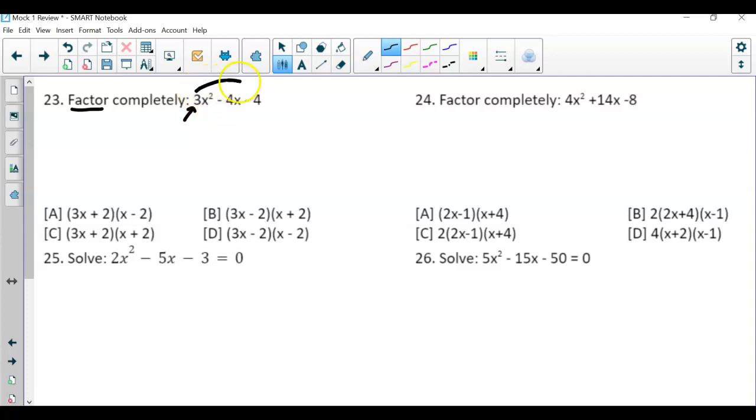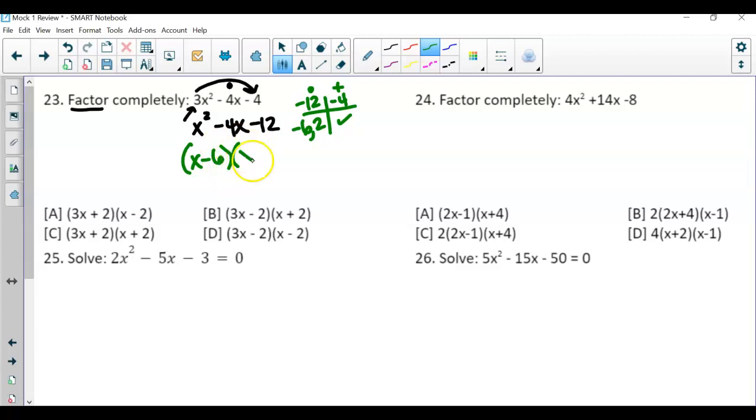No. So we're going to go straight to bottoms up, where this is now x squared minus 4x, but now minus 12. Now we can set up and continue our factoring. What numbers multiply to get you -12 and add to get you -4? So again, if you need to, list out the factors of -12 and then see if they add to get you -4. So in this case, you should get -6 and +2. They will add to get you -4. So x minus 6 times x plus 2.